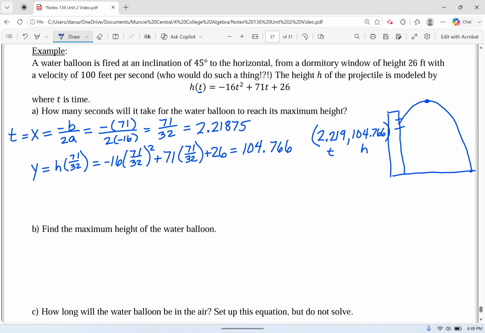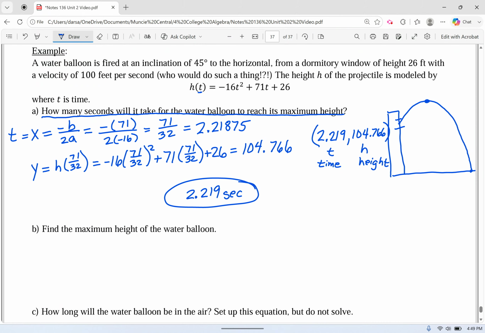And what did those things stand for in our problem? Take a minute, reread the problem. What did t stand for? What did h stand for? Well, t stood for time and h stood for height. Now that we know that, let's go back and read the question. How many seconds will it take for the water balloon to reach its maximum height? Is that a time question or a height question? It's a time question, and that is 2.219 seconds to reach its maximum height.